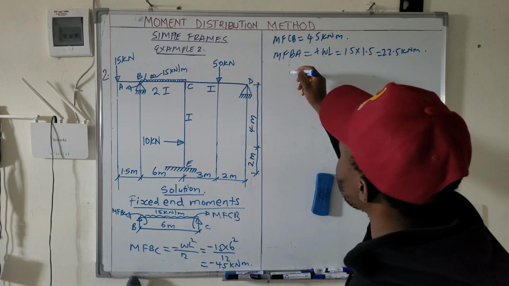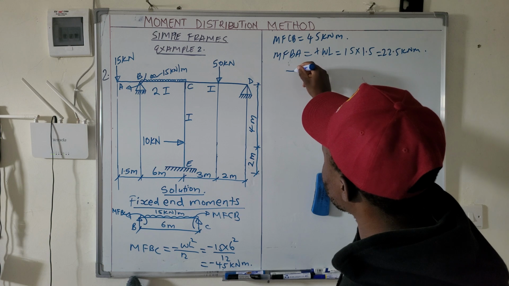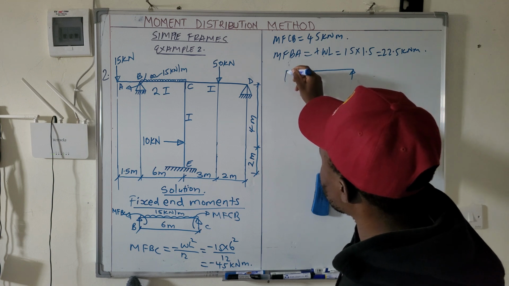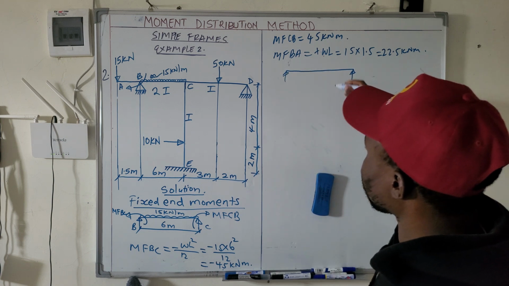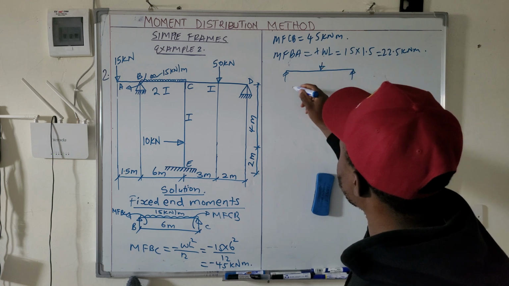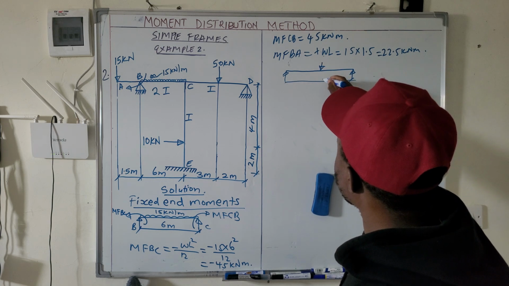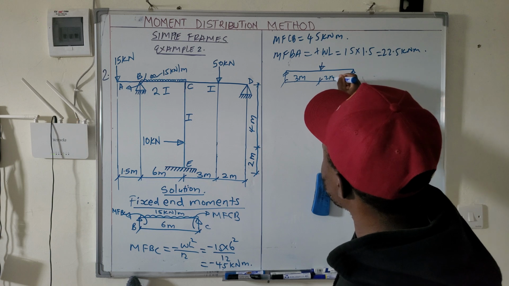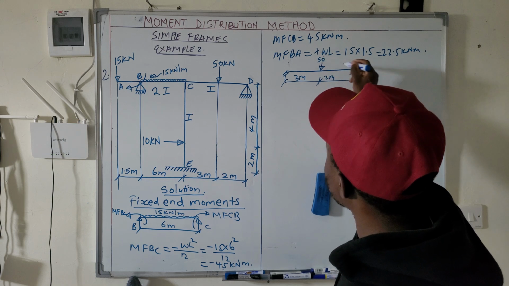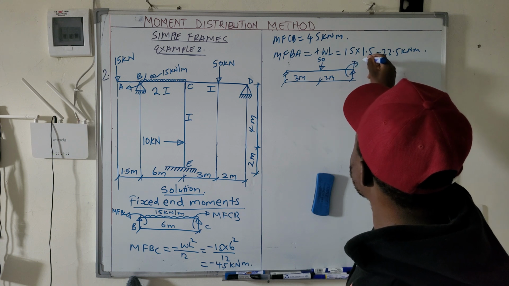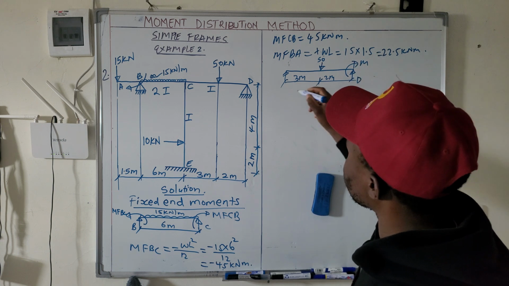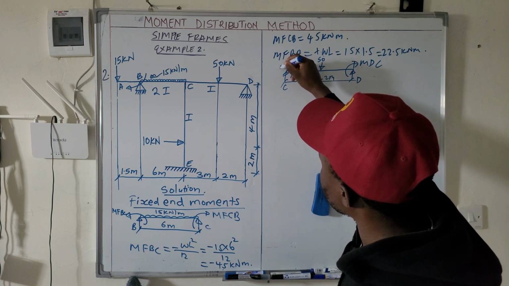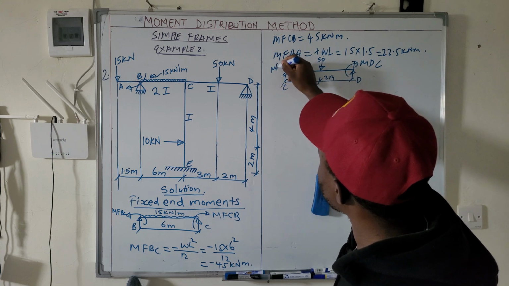We proceed to span CD. If you can draw it, though there is no need to draw in your exam. So this is 3 meters, this is 2 meters, this is 50, and here we have MDC and MCD.